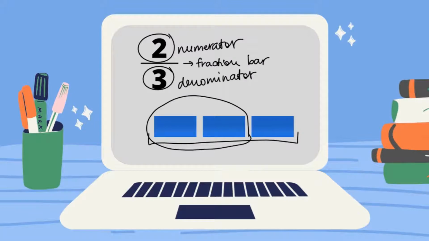A fraction bar means division. Essentially, you're taking out 2 out of 3 pieces, and 2 divided by 3 will give you a decimal or a fraction of the whole, 2/3. So 2 pieces out of 3 pieces is 2/3 of a whole.